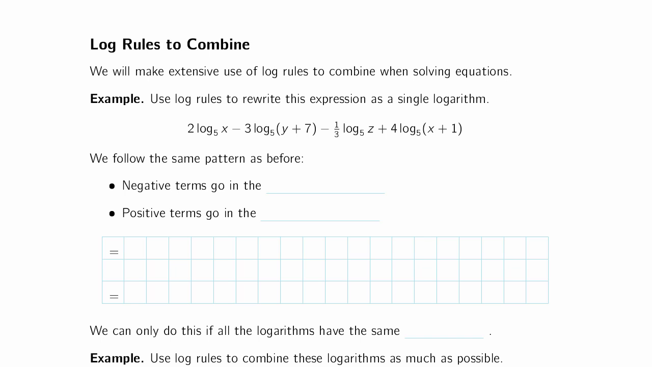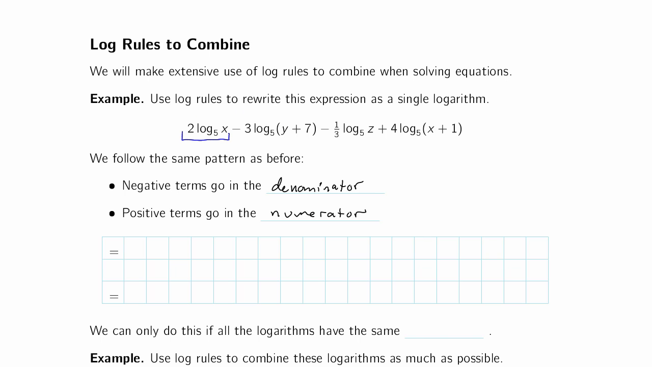When we do this, we're going to use the same pattern as we saw before, namely that negative terms go in the denominator, while positive terms go in the numerator. So I'm doing the reverse process, so I'm going to go in the reverse order. I'm going to work within each term first and use the log of a power rule to push all of the coefficients inside.